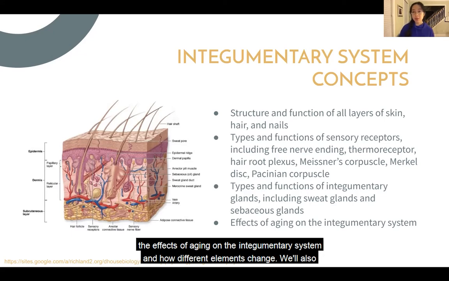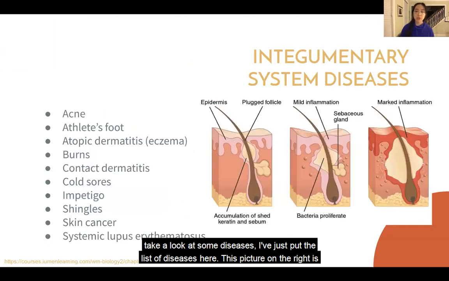We'll also talk briefly about the effects of aging on the integumentary system and how different elements change. We'll also take a look at some diseases. I've just put the list of diseases here. This picture on the right is one example.